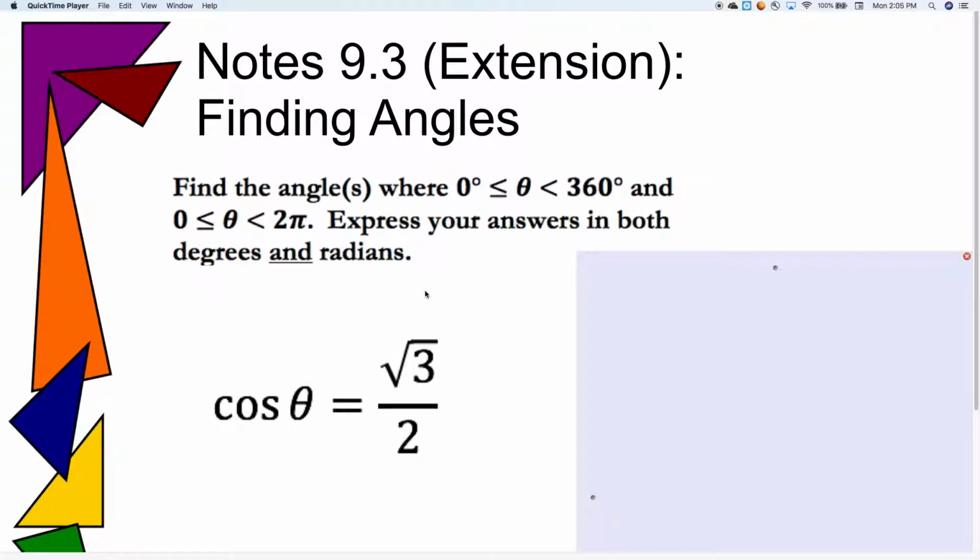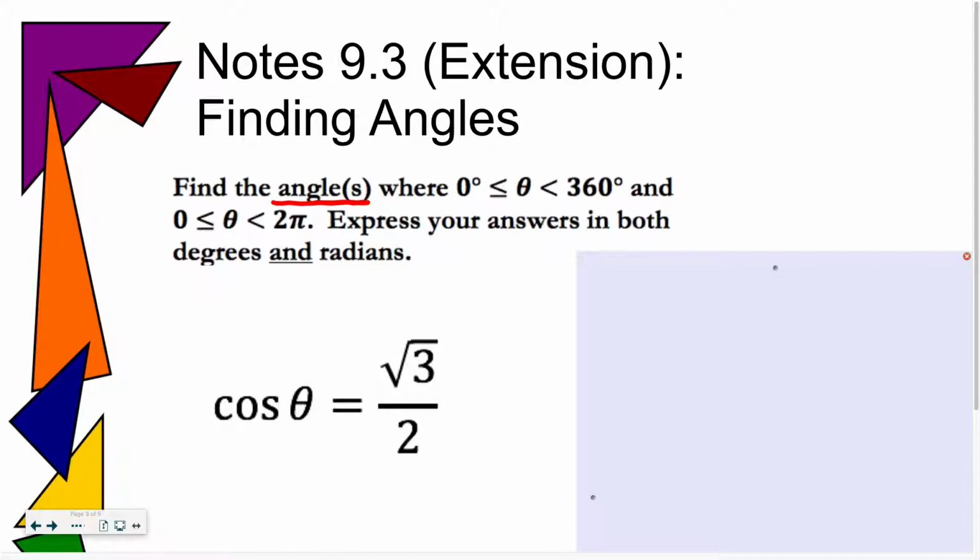Okay. Now I'm going to ask you to find the angle or angles. So notice in the directions, it's really important that you pay attention to this. It could be that there is a single angle answer. It could be that there are multiple angle answers. That's why the S is in parentheses. And I want you to give it to me both ways because it will help.